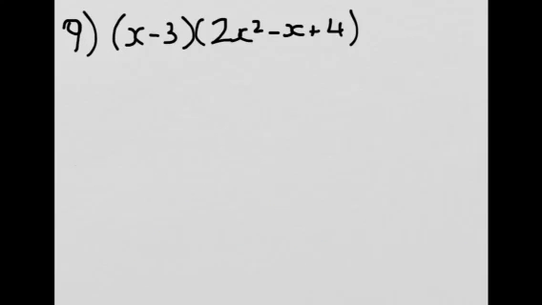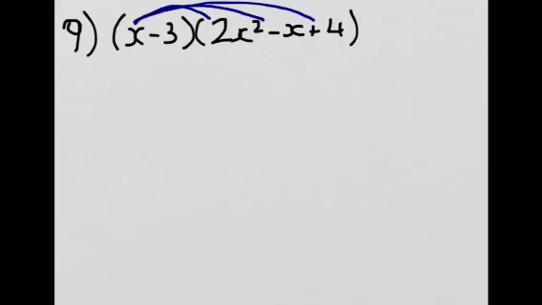In the last question, we're looking to remove the brackets and simplify. So we would do this by multiplying each term by x and minus 3. Now we can't use FOIL because there's 3 terms in the second bracket. So start off by timesing 2x squared by x, minus x by x, and then positive 4 by x.